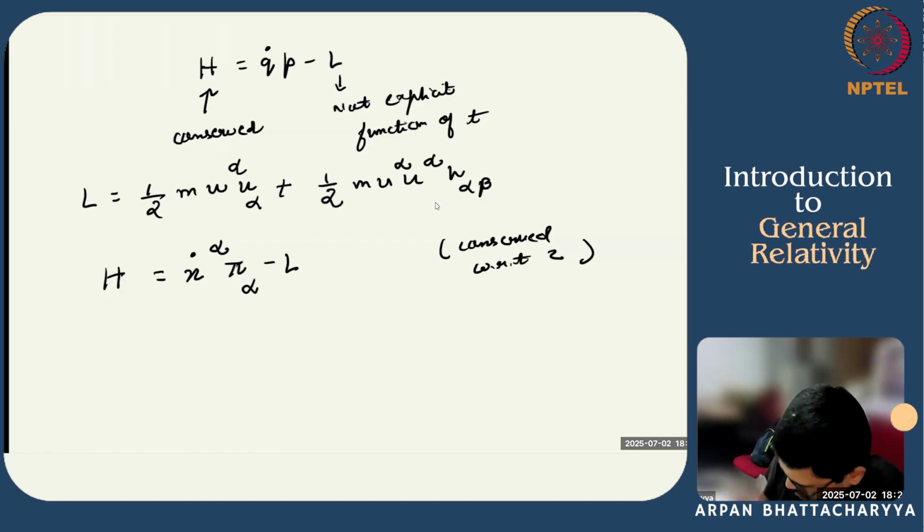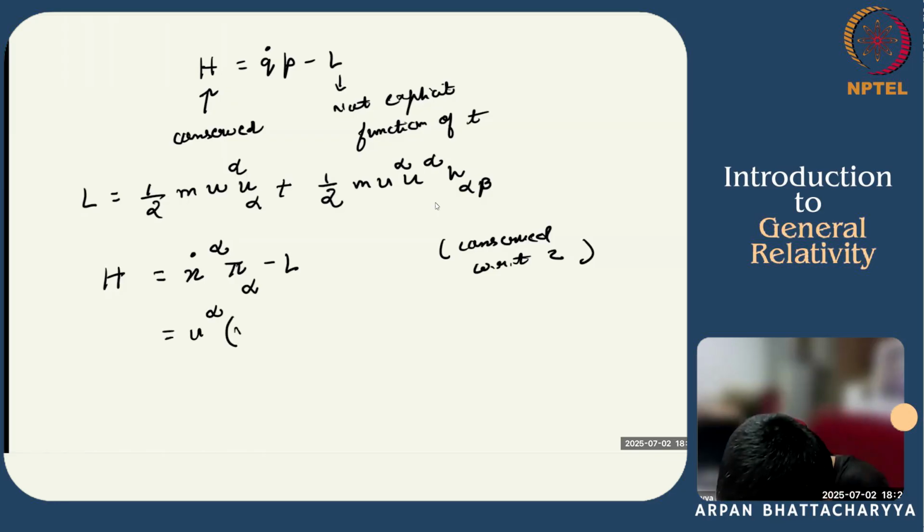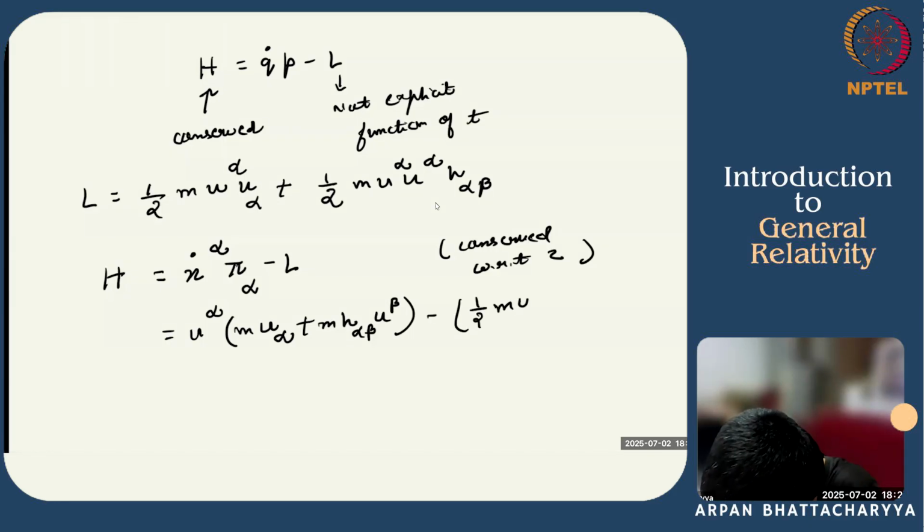So now let's plug in all these expressions. So x dot we write u alpha, pi alpha we have derived. So let's write it down. And the Lagrangian is minus half u alpha u alpha.